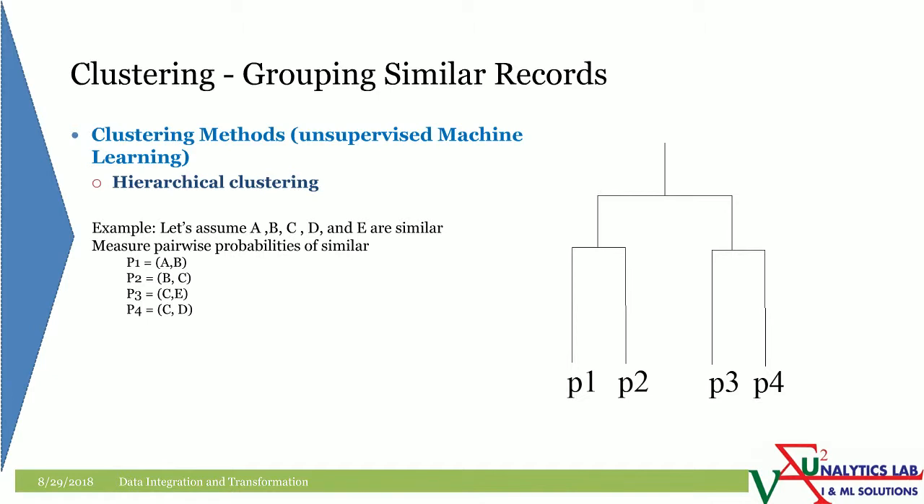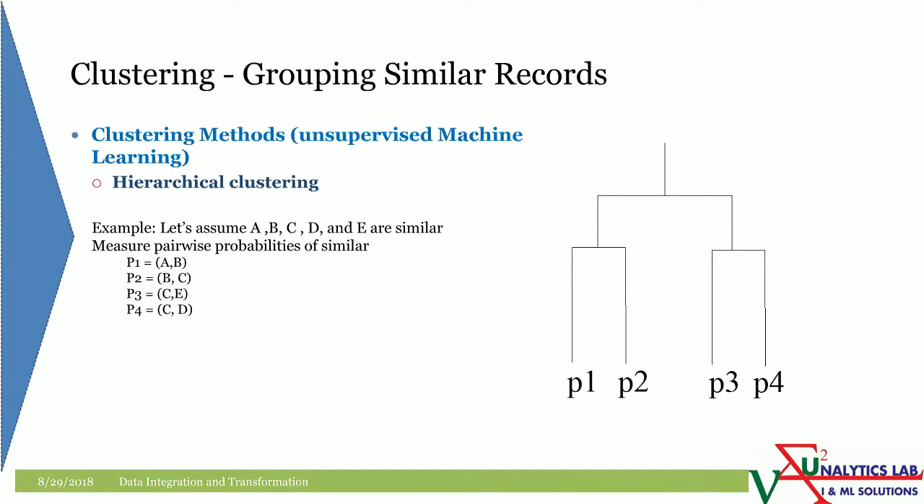Right? So further we take these similarity measures, P1, P2, and then try to make them into a cluster, and see how we can further group. In this case, P1 and P2, this is just an example, we can group them together, and P3 and P4 we can group together. What that means is, A, B, C may be one group, and C, D and E may be another group. They are similar. So that's what we do.